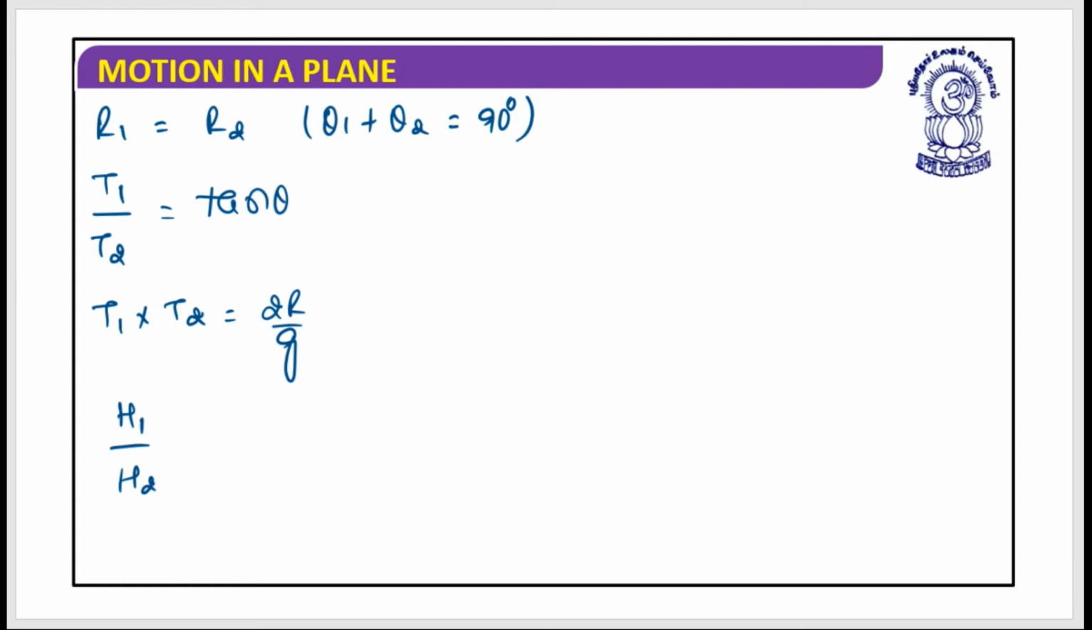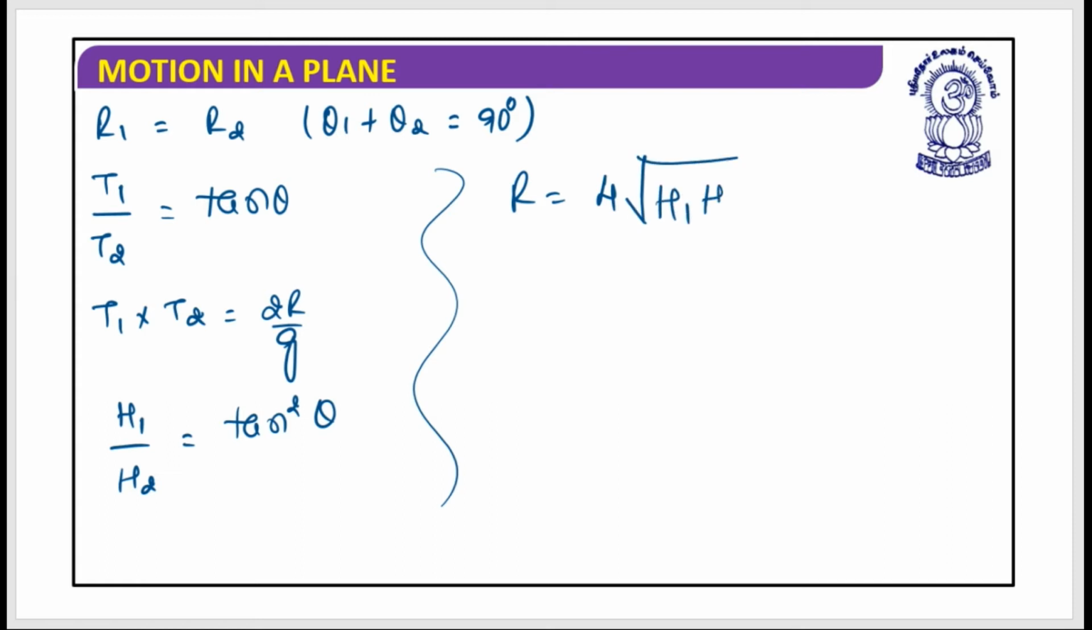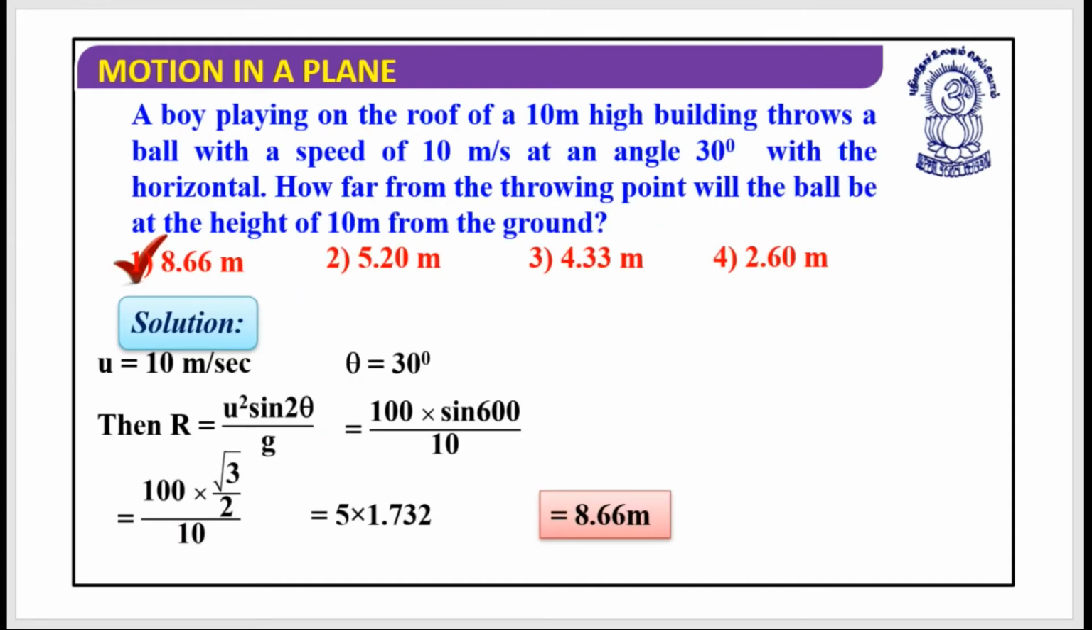H1 by H2 is equal to sin square theta by cos square theta, which is tan square theta. If you are not aware of this, again go through that lecture. One more, R is equal to 4 under root of H1 H2. You must be aware of all this. All of this is related to this question. If theta 1 plus theta 2 is equal to 90 degrees, then all these relations are correct. You must know this. I hope these things are clear. Is it clear? Let's have a look at the next question.